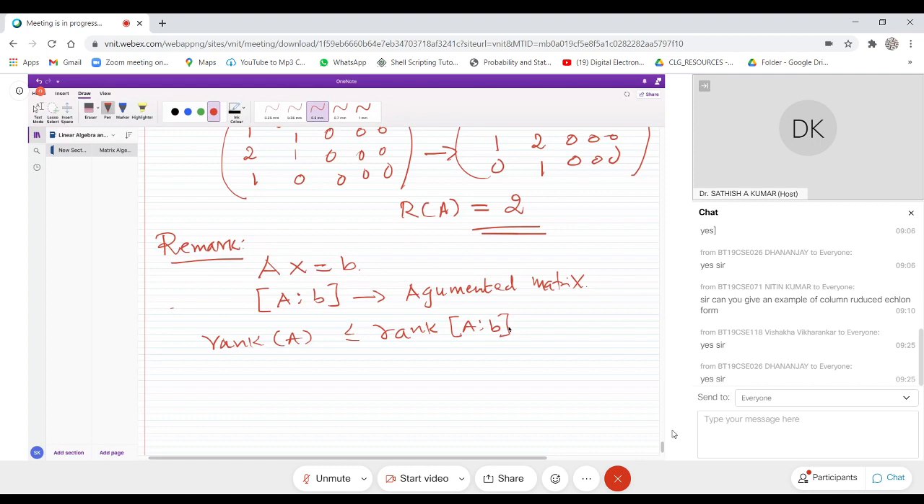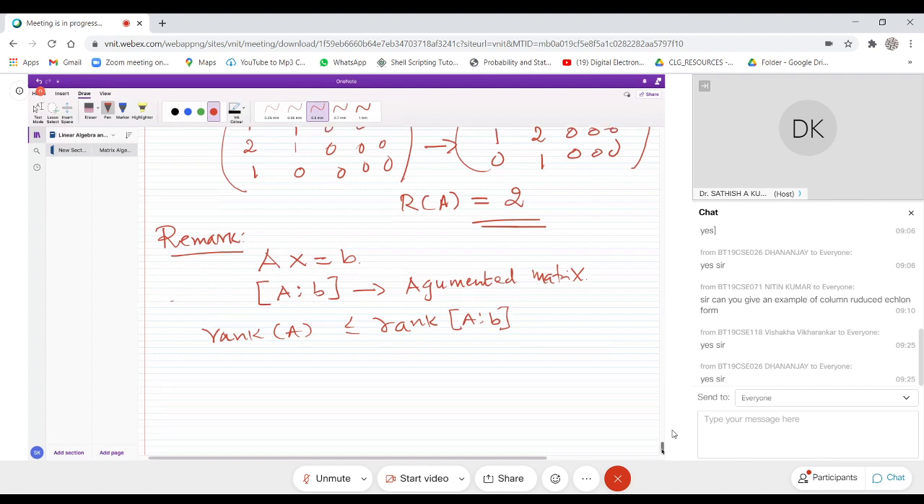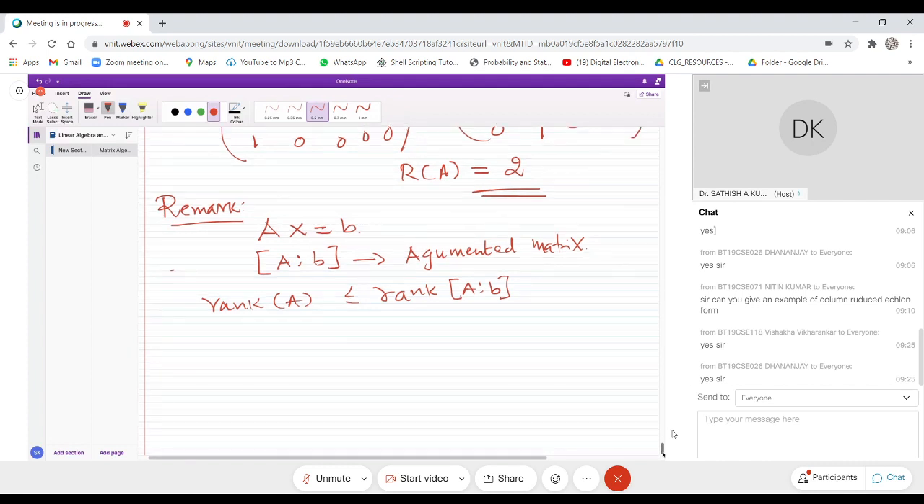Sometimes, in terms of square matrices, we use a terminology called full rank. Full rank means, suppose you consider any square matrix, let's say a 3 by 3 matrix. If the rank is 3, then we say that it is full rank. So if A has full rank, then its row reduced form is nothing but an identity matrix. That will be one more remark or result. We can have this as a definition or note.